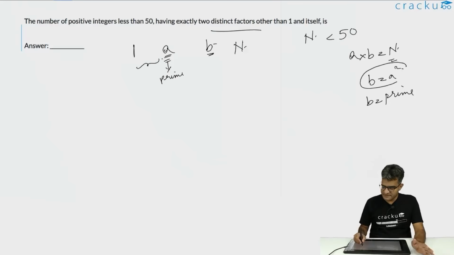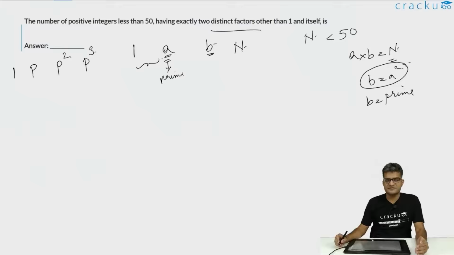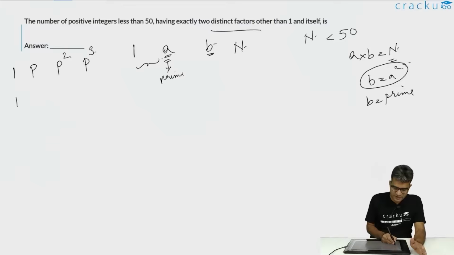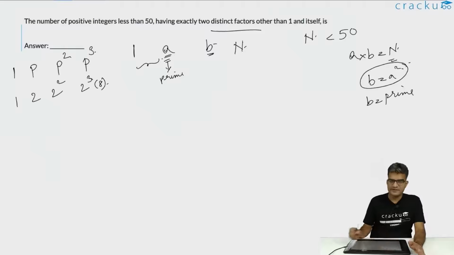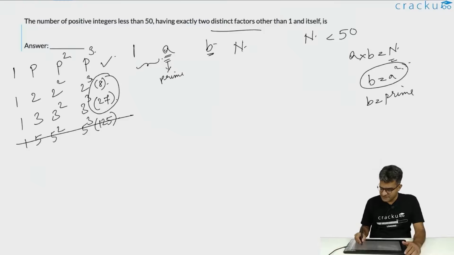First, we are looking at the case where b is a square. So basically the number n is of the form 1, a prime number p, the square of a prime number p square, and this number will be p cube. So you will have two such numbers which are less than 50. What are those two numbers? They are 1, 2, 2 square and 2 cube. This is 8. Or 1, 3, 3 square and 3 cube, which is 27. The next number will be 1, 5, 5 square and 5 cube, which is 125, which is greater than 50. So this is not allowed. These two are allowed. In the second case, we are assuming that b is a prime number.